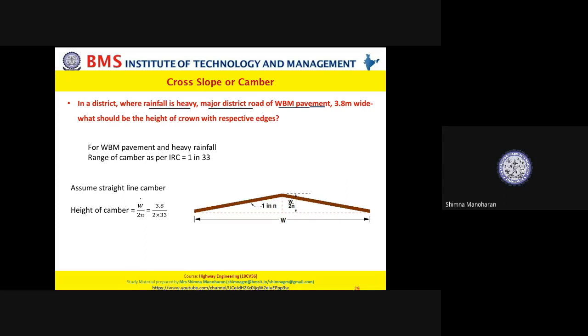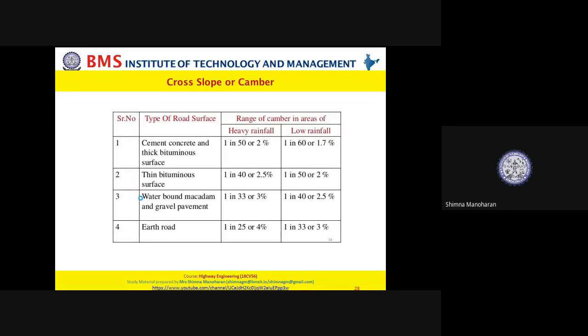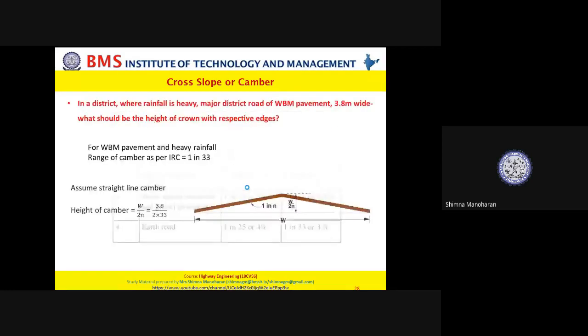Okay. So if we look into the table, you can understand waterbound macadam, right? It was WBM. Yeah. WBM is here. Then what is given? It's heavy rainfall, right? So what is the slope that you have to provide? It should be 1 in 33 or 3%. Okay, you understood how we are referring this table. Waterbound macadam, it is 1 in 33 or 3%.